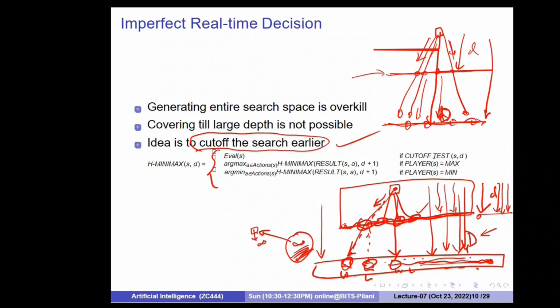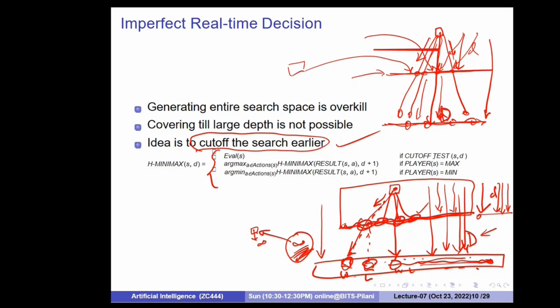Okay. So what to do? The solution could be to find some methods that can tell you how good this particular board position is. Because from here you are going to move to this particular board position. Is there any way to tell how good this particular board position is? Is there a way to tell?